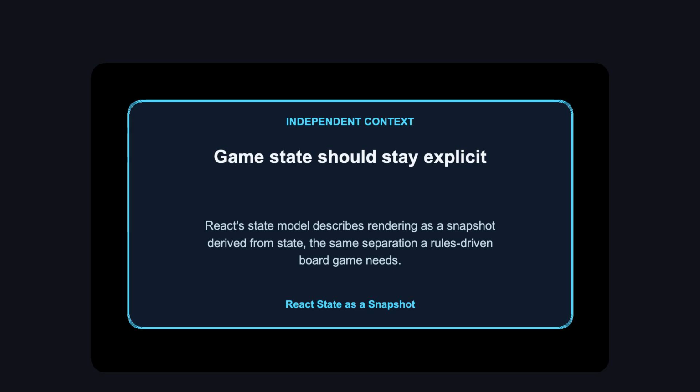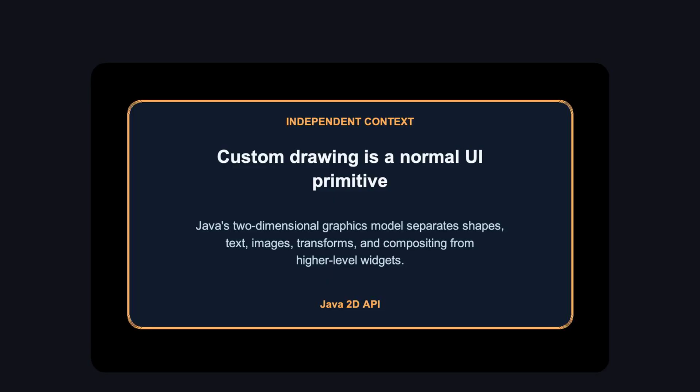React's state model describes rendering as a snapshot derived from state, the same separation a rules-driven board game needs. Java's two-dimensional graphics model separates shapes, text, images, transforms, and compositing from higher-level widgets.